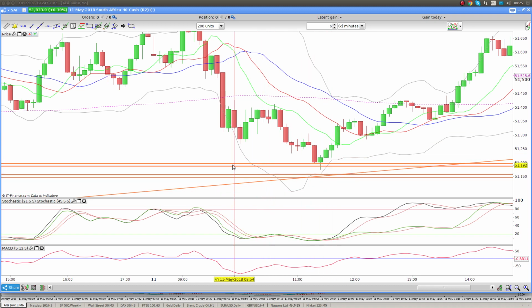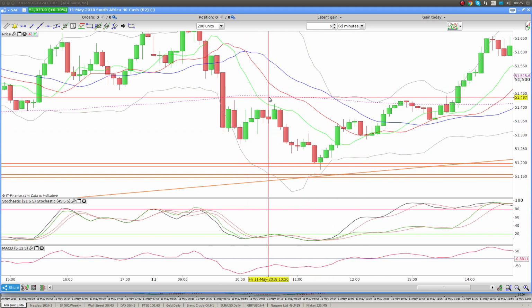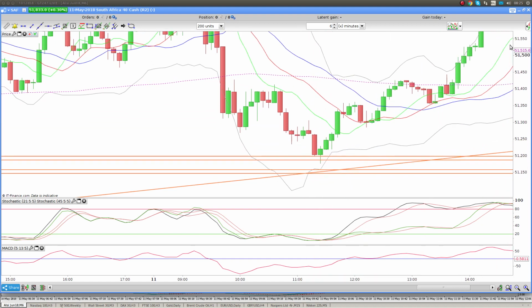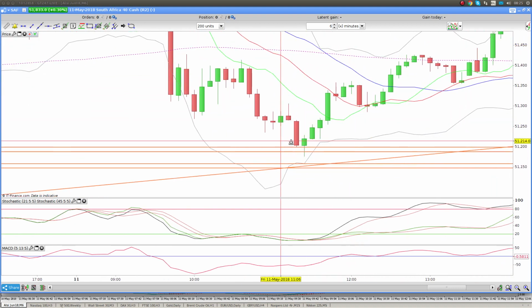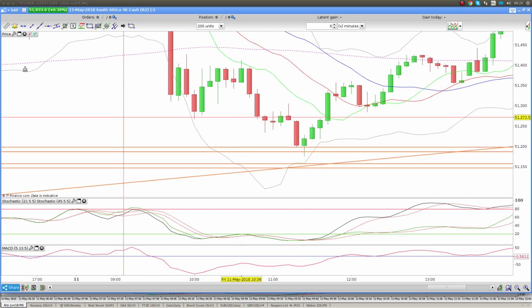Now all I'm looking for is a fourth signal, which would be a great high probability trade, and I get my fourth signal as a pin bar. And for me, that is a pin bar. The tail is longer than the body, so that is a pin bar, and it's a rejection off a level. So there is an entry long here.